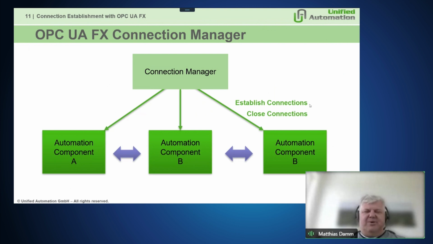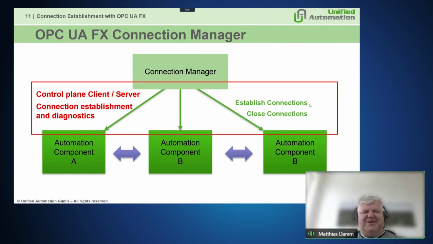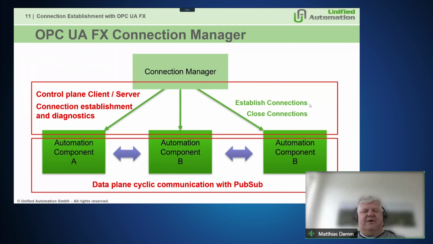And that's where I come back to Jim's presentation. We have the control plane of OPC UA FX, the connection establishment and diagnostics. This is all done with client-server functionality. And then we have the data plane, that is the cyclic communication. This is done with pub/sub cyclic communication, either UDP or Ethernet based with binary encoding, or it could even go through MQTT brokers. But the typical protocol would be UDP or layer 2 Ethernet.